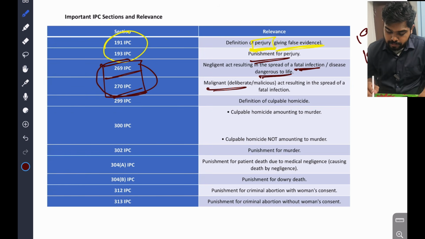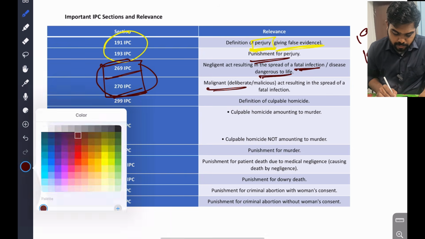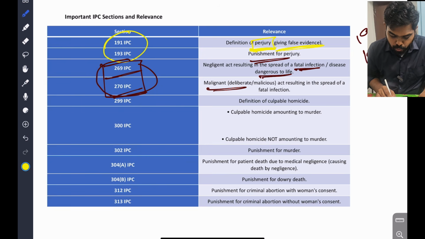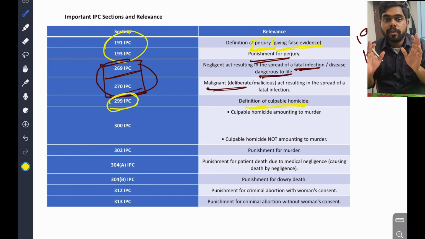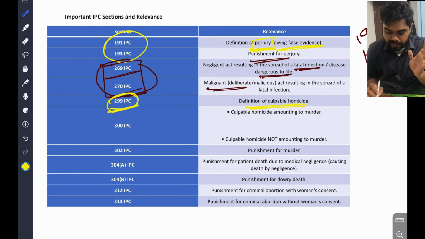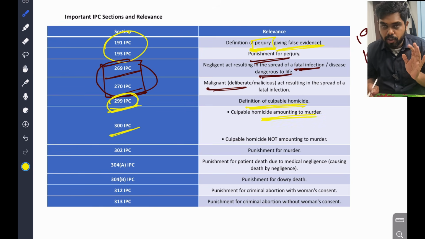Okay. So next one is IPC 299, definition of culpable homicide. You are doing homicide. 299 and 300, culpable homicide amounting to murder. You tried to kill a person and the person died.